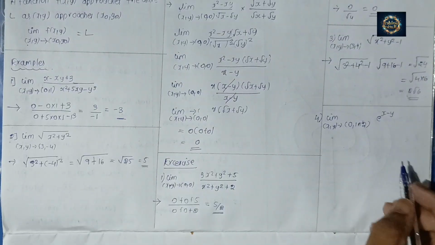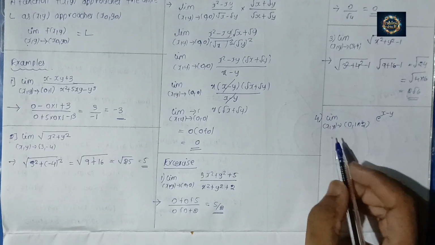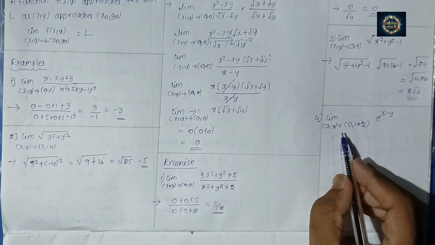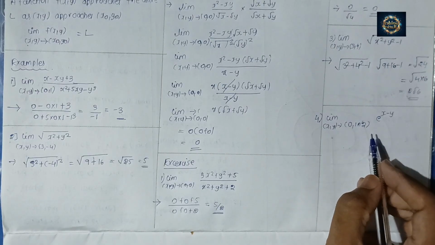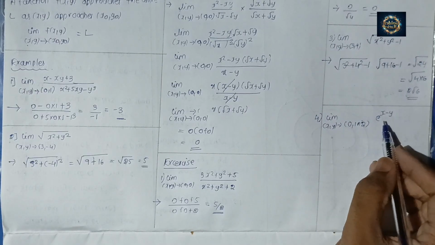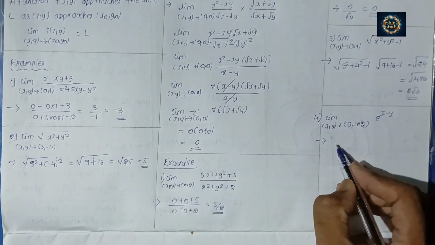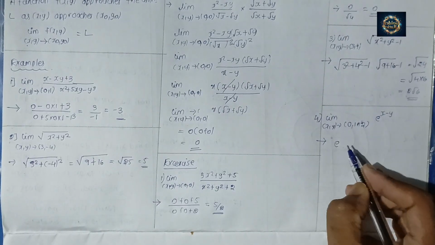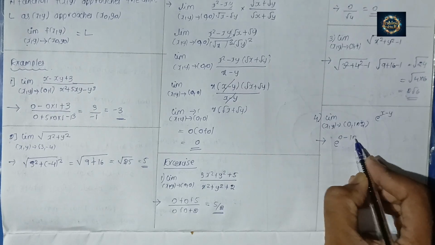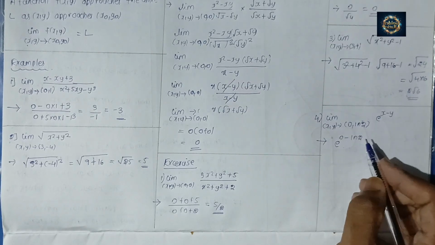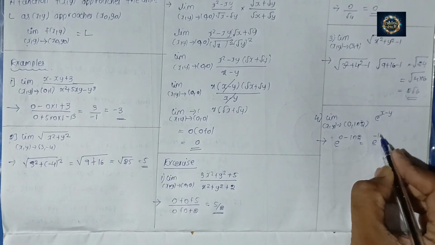It is the next question. It looks a little complicated, but it is very easy. So the limit x comma y approaching 0 comma ln 2, log to the base e, and the function is e to the power x minus y. Let us substitute the limits. So e to the power x, here x is 0, and minus ln 2. So 0 is not at all there. So e to the power minus ln 2.